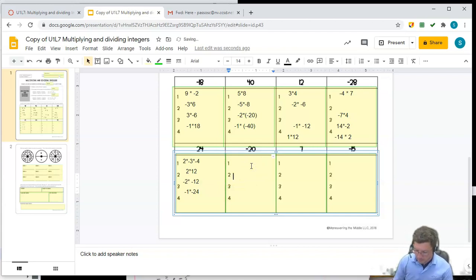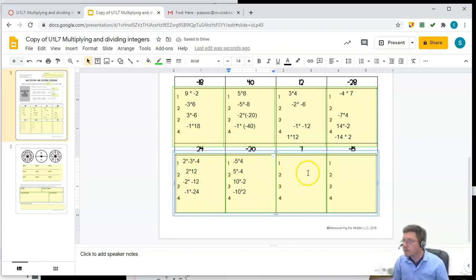Here we could have negative 5 times 4. We could have 5 times negative 4. We could have 10 times negative 2. Or we could have negative 10 times 2. Alright, so here we're just switching where the negative is.